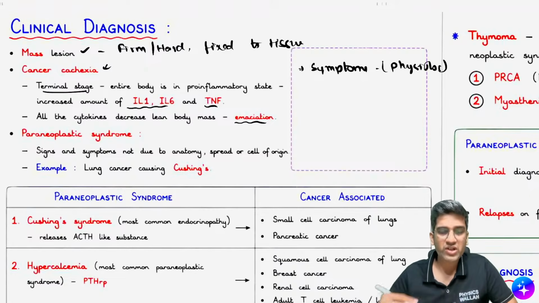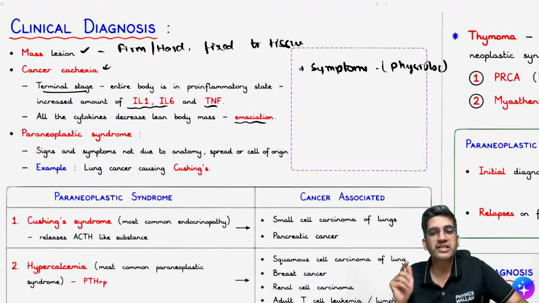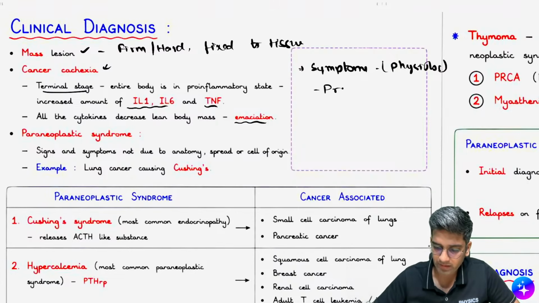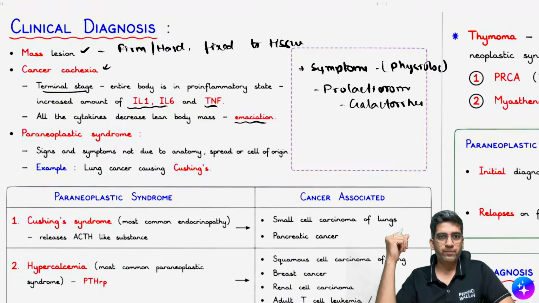Physiological symptoms. What does physiological symptom mean? For example, I have a tumor in the pituitary from prolactin secreting cells. Can anyone tell me what will be the symptom? I have a prolactinoma. What will be the symptoms? The patient will start secreting lots of prolactin, and the patient will end up having galactorrhea. Right? Increased milk secretion from the breast parenchyma.